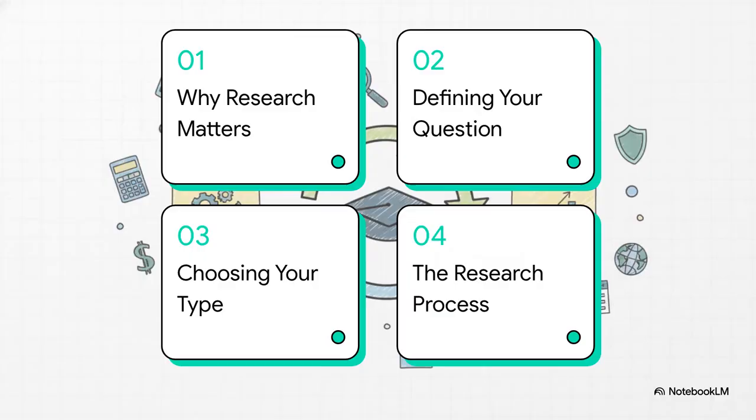Let's get into it. Here's our game plan. We're going to tackle this in 4 key parts. First, we'll talk about why this whole research thing is so critical in finance. Then, we'll get into the real art of crafting a perfect, sharp research question. After that, we'll explore the different types of research. Think of it as your toolkit. And finally, we'll lay out the entire process, a step-by-step map from start to finish.